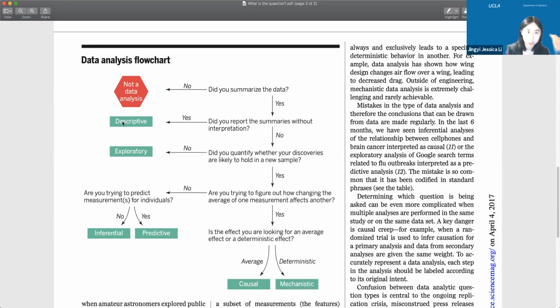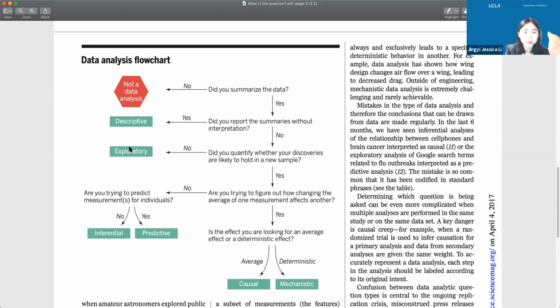then it's called descriptive. And descriptive is not usually a good word in scientific research. If somebody says, okay, the paper is too descriptive, it means that the paper just presents some numbers without making interpretation. So that's not so good in scientific research. Okay, so we want to go down. Did you quantify whether your discoveries are likely to hold in a new sample? If no, you are just doing exploratory data analysis.